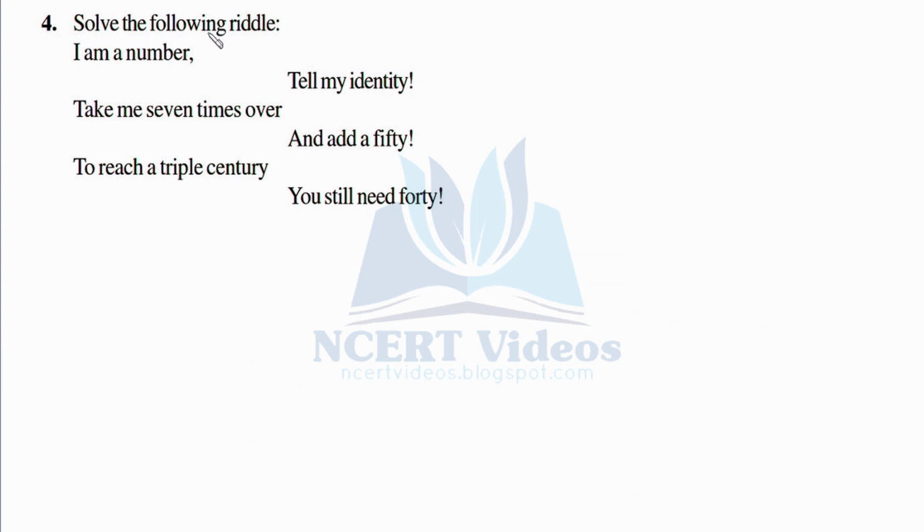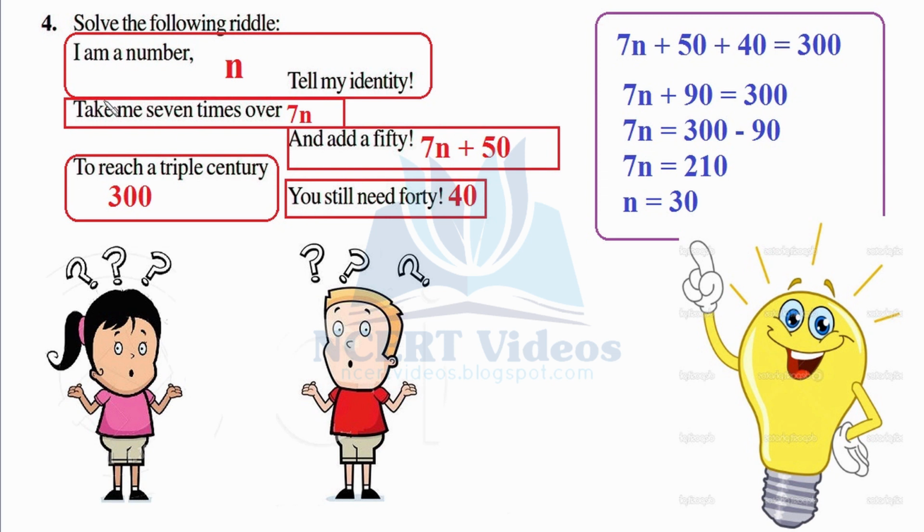Question fourth. Solve the following riddle. I am a number. Tell my identity. Take me 7 times over and add a 50. To reach a triple century, you still need 40. So we are going to solve this. I am a number. Let the number be n. Tell my identity. So we have to find the value of n.